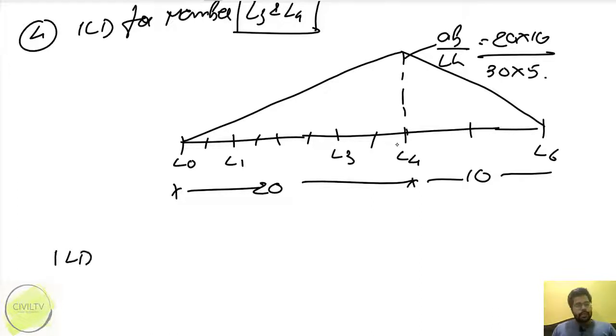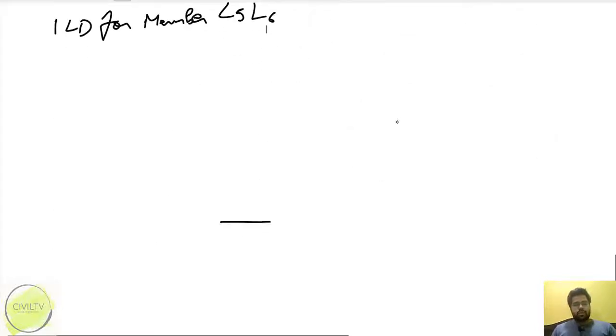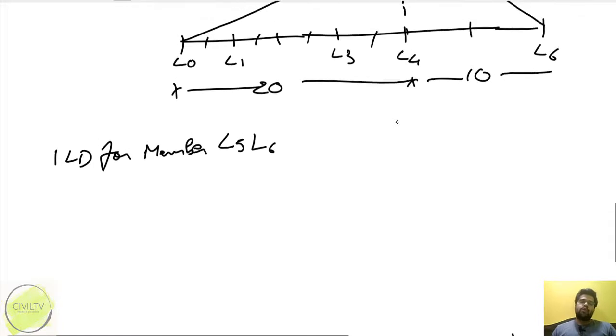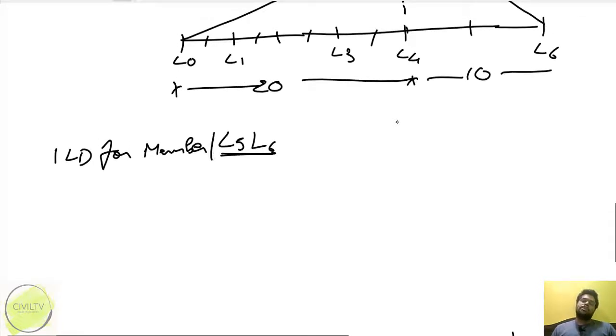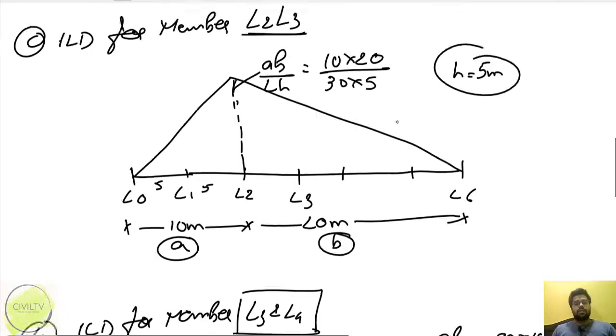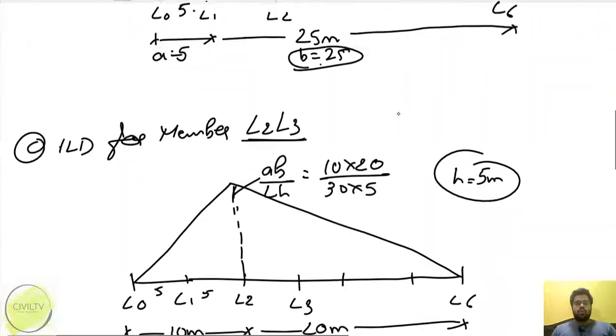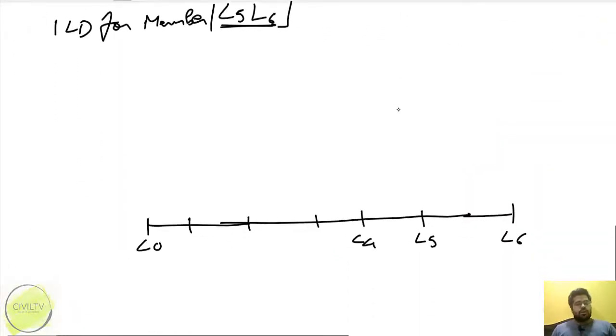Similarly, ILD for member L5 L6, right? So it will be something like this. L0 L1 L2 L3 L4 L5 and L6. I have to check which joint is opposite to the bottom chord member L5 and L6. It is U6. We know that L5 and L6 will be a zero member. ILD will be 0.